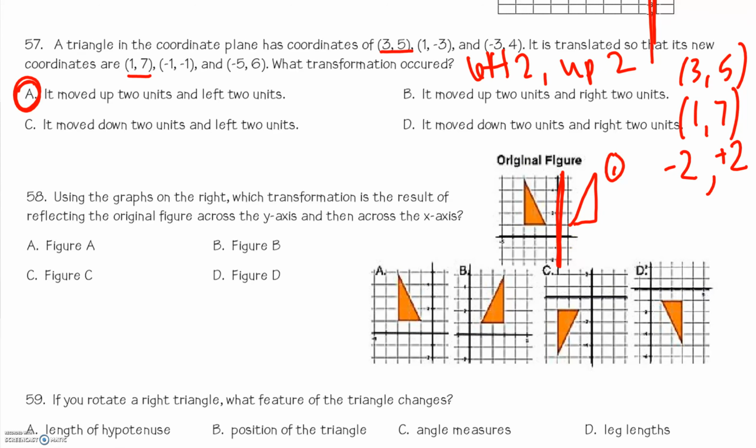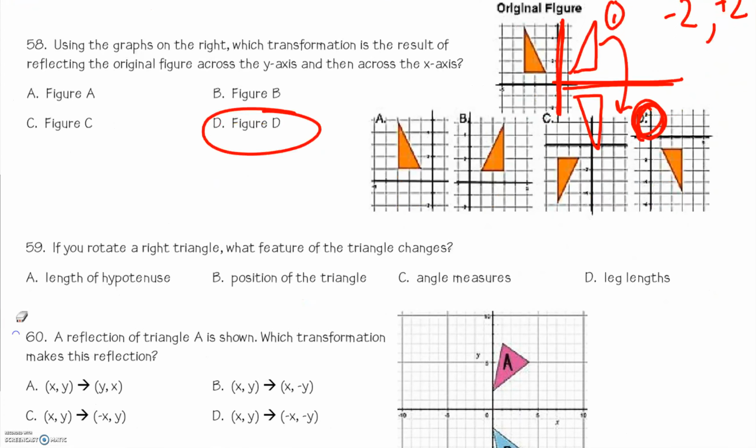Then we flip over the x-axis, which is right here. So that's going to make this triangle flip and go down. So which of these choices looks like that triangle? Hopefully you're saying D, figure D.